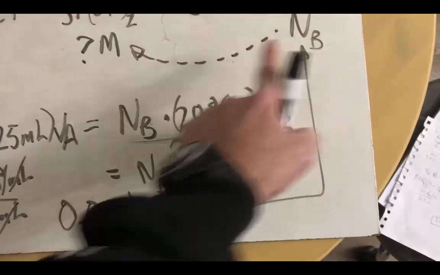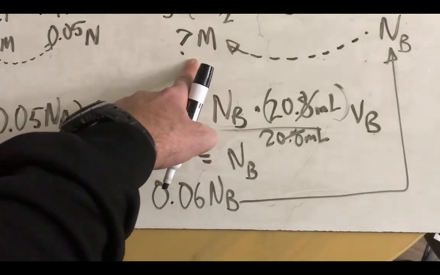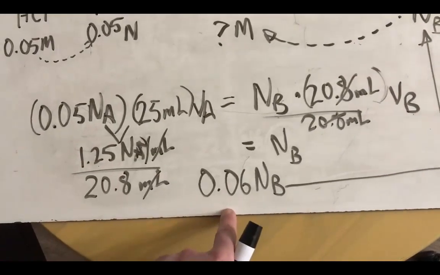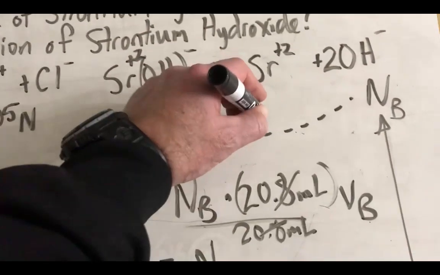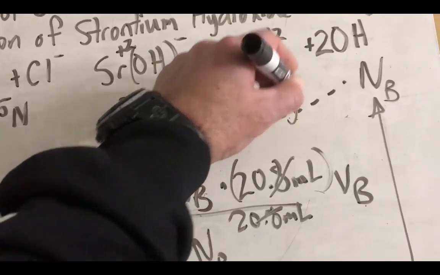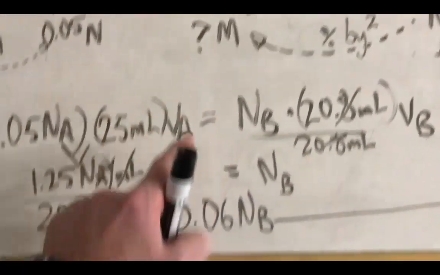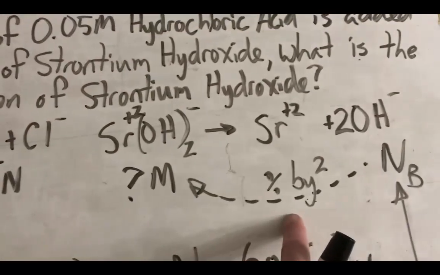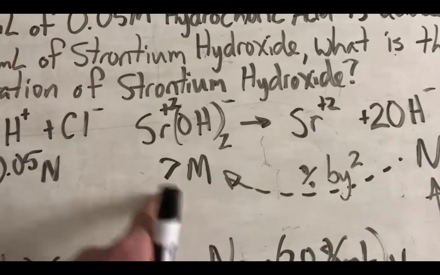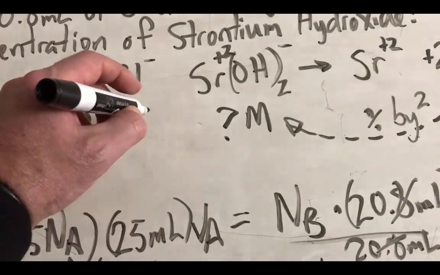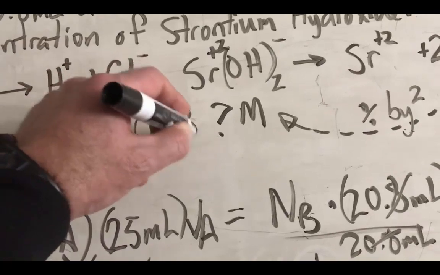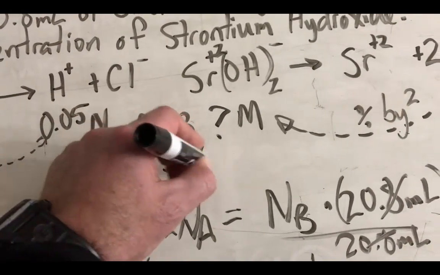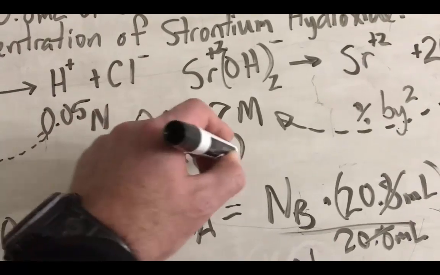Now, what do I do to get the concentration? Because I'm working backwards, I need to half this number, okay? So I'm going to be dividing by 2 going this direction. So 0.06 divided by 2 because I'm going this way. My final answer is going to be 0.03 molarity concentration for my strontium hydroxide.